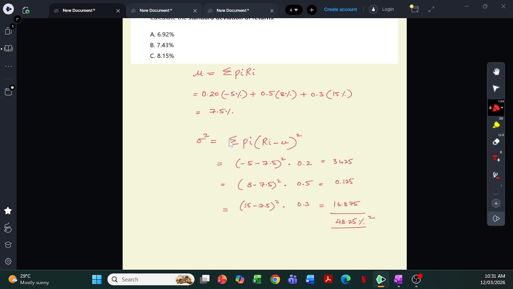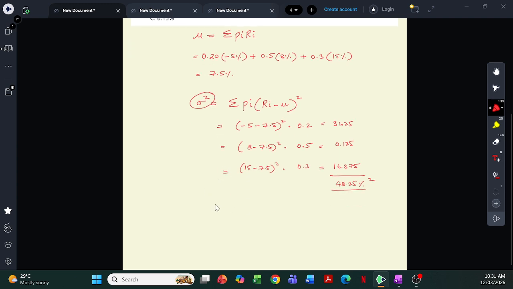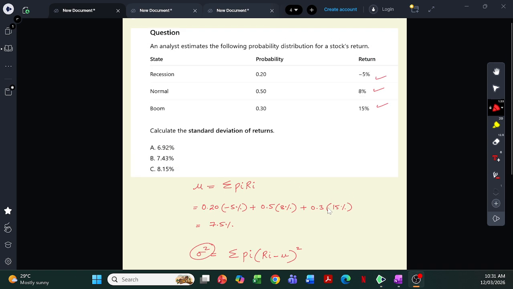Be careful that this is variance. What we need to calculate is the standard deviation. So to calculate the standard deviation, we're going to take the square root of this number, 48.25, and the answer would be 6.95%. Okay, this is how we solve the question for calculating the standard deviation when we are given probabilities. So the closest answer is A, which is correct.